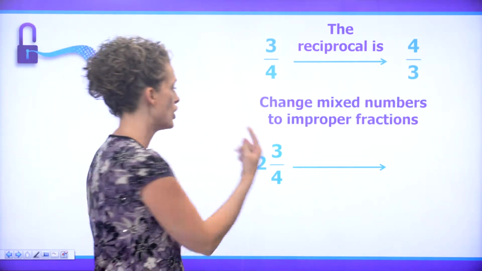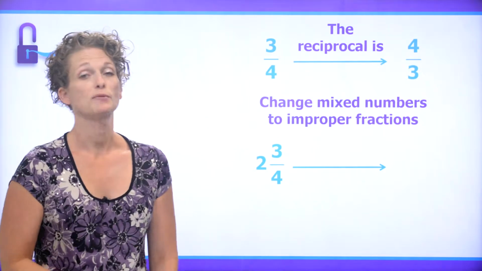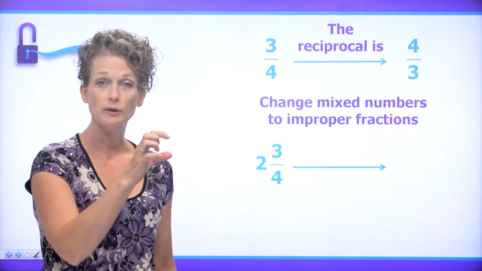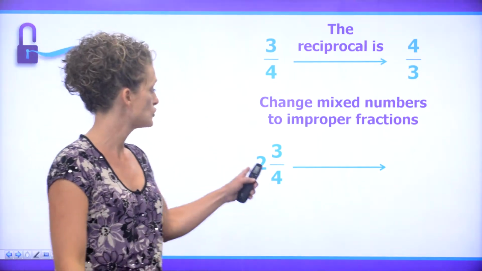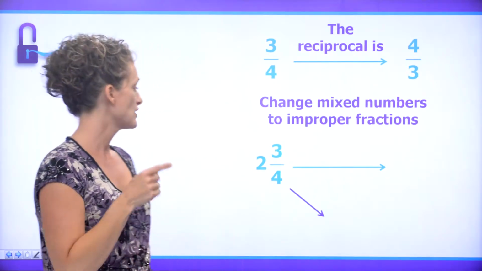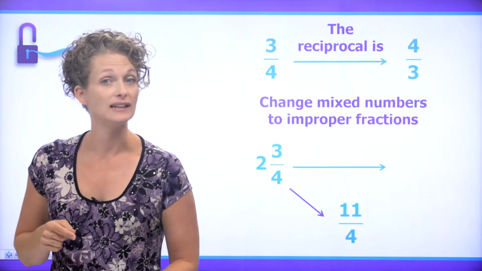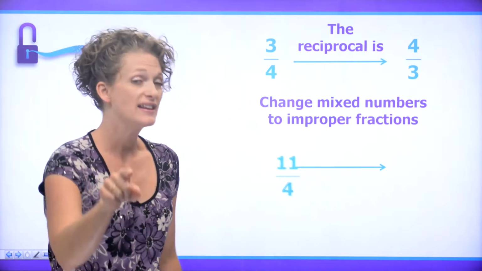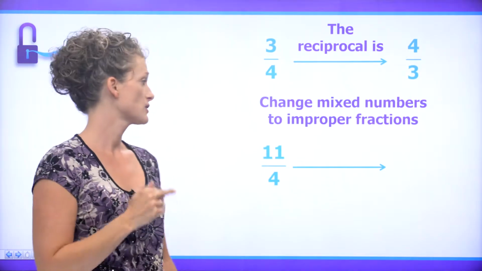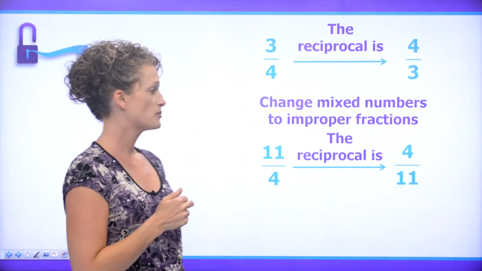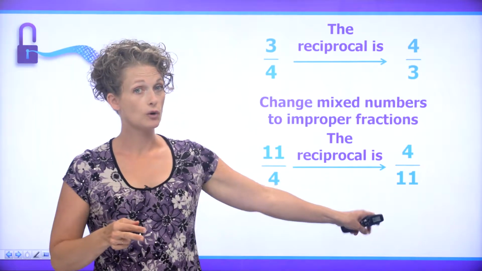You have to change all your mixed numbers into an improper fraction. Now remember, we take the whole number, multiply it by the denominator, so 2 times 4, which is 8, and you add 3, and we're going to get 11/4. So that's the fraction that we're going to take the reciprocal of. And if we take the reciprocal of that, we see that it's 4/11.